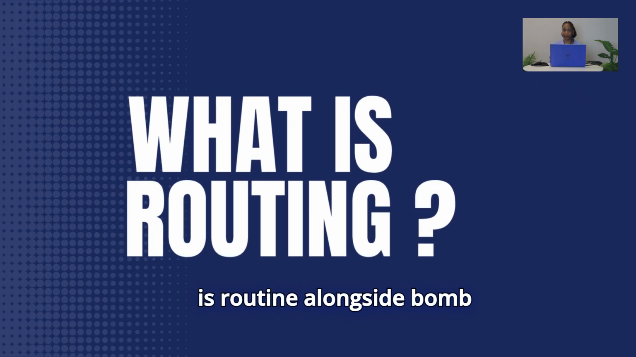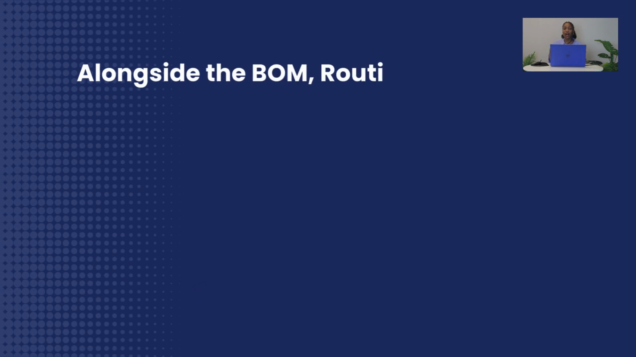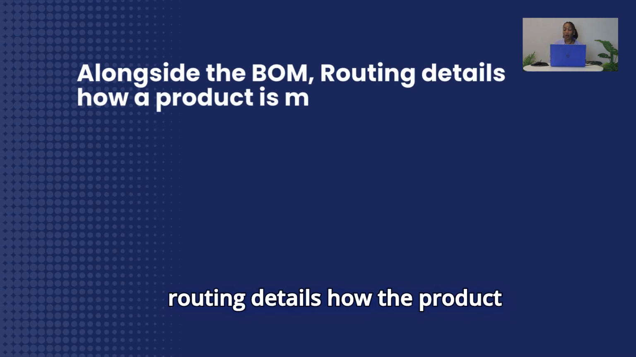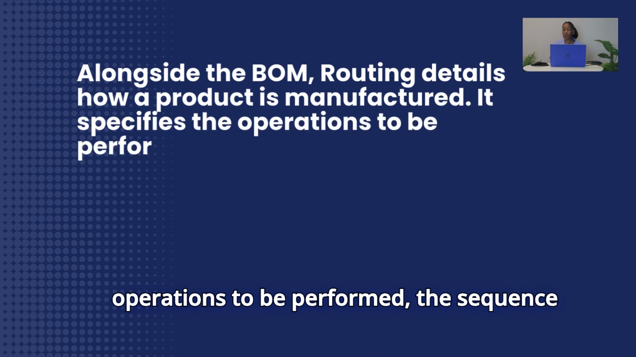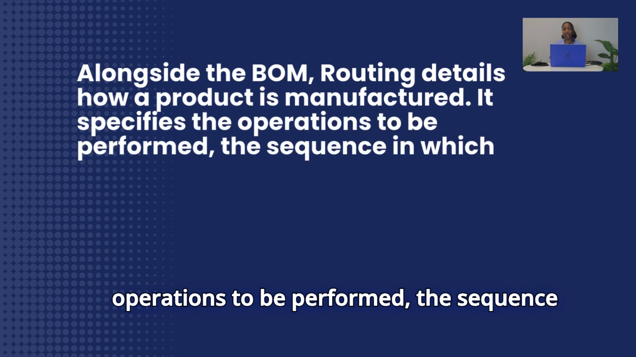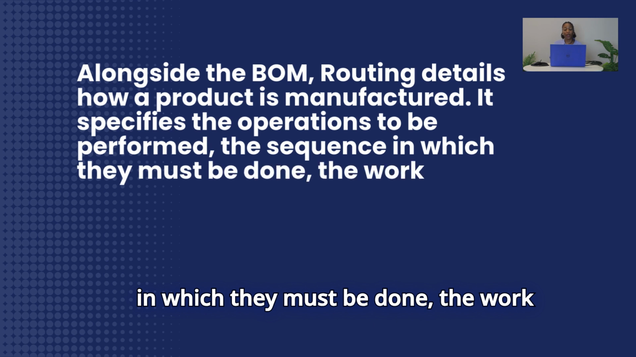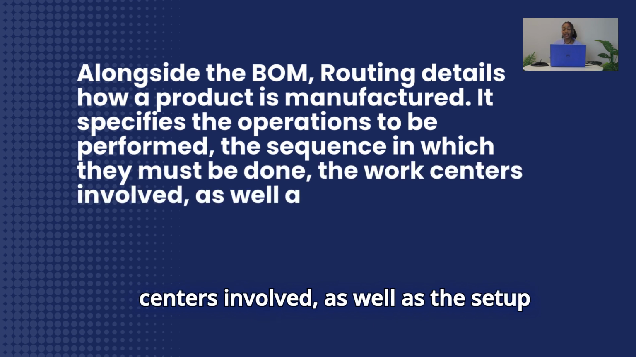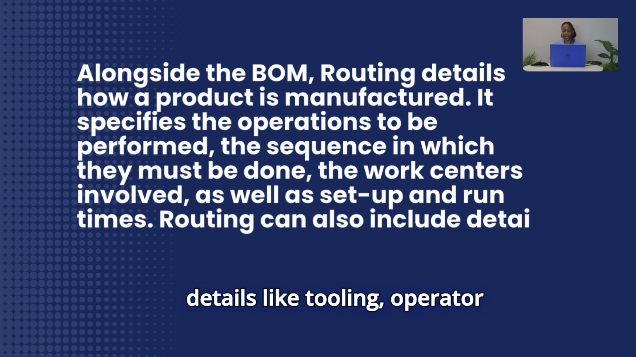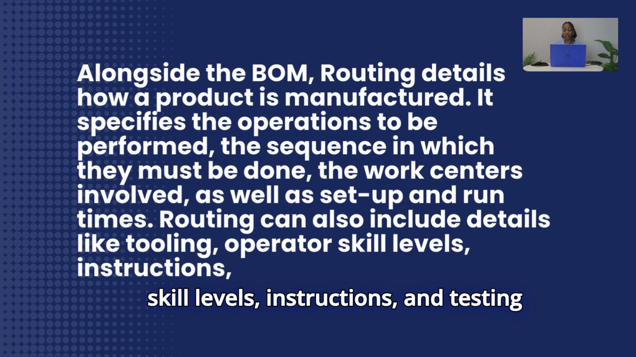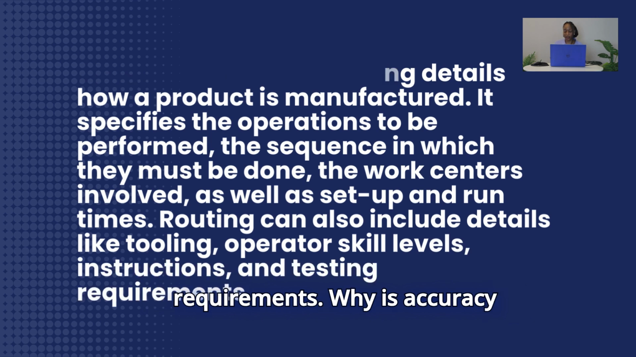What is routing? Alongside BOM, routing details how the product is manufactured. It specifies the operations to be performed, the sequence in which they must be done, the work centers involved, as well as the setup and run times. Routing can also include details like tooling, operator skill levels, instructions, and testing requirements.